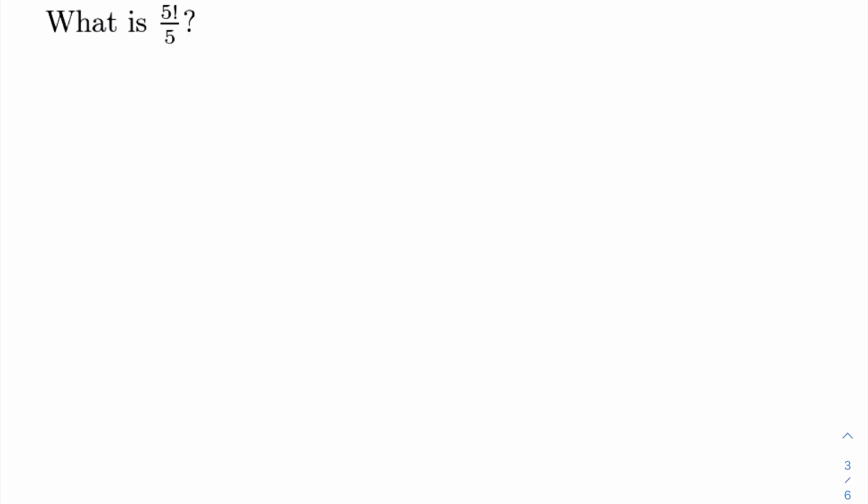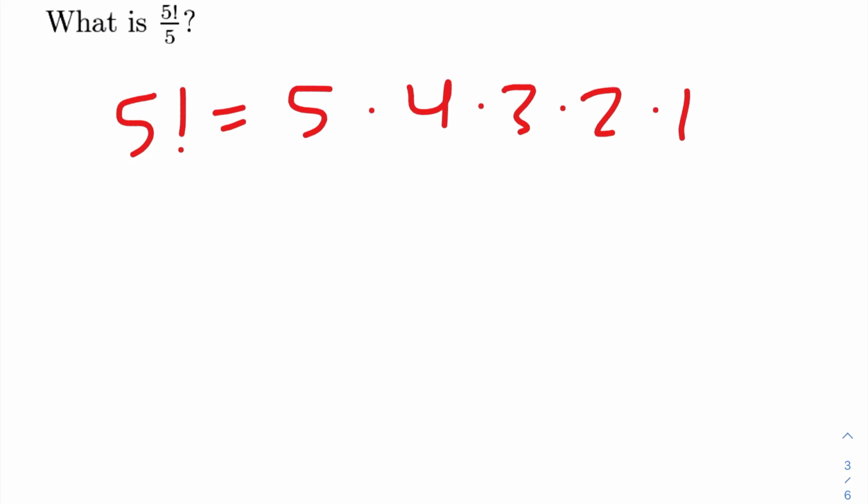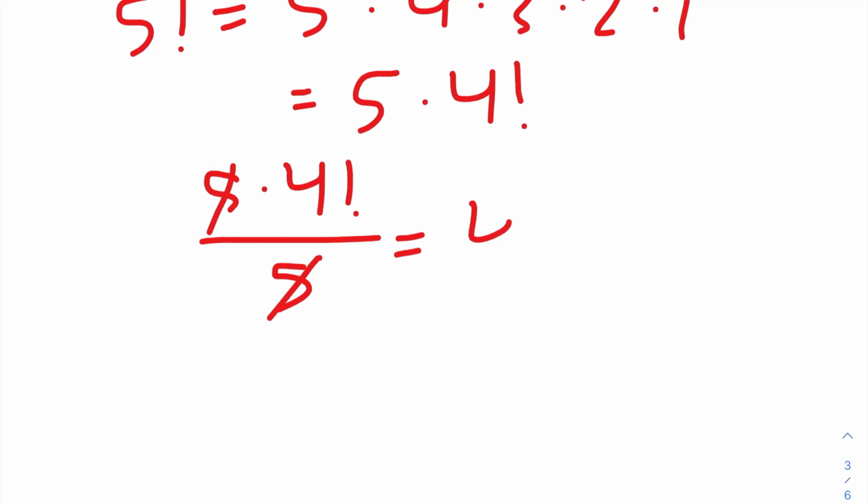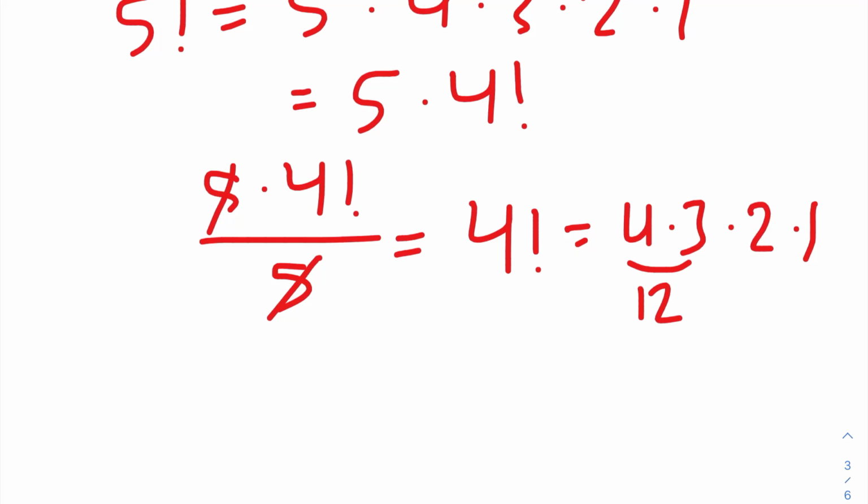What is 5 factorial divided by 5? We notice that 5 factorial is equal to 5 times 4 times 3 times 2 times 1, which is the same thing as 5 times 4 factorial. So we're looking for 5 times 4 factorial over 5. These two cancel out, so our answer is 4 factorial, which is 4 times 3 times 2 times 1. 4 times 3 is 12, and 12 times 2 is 24.